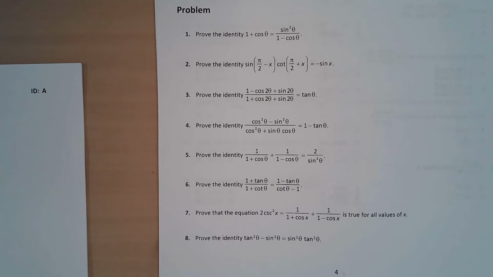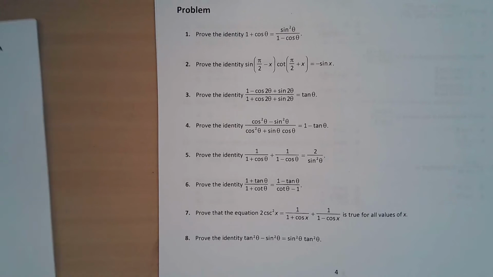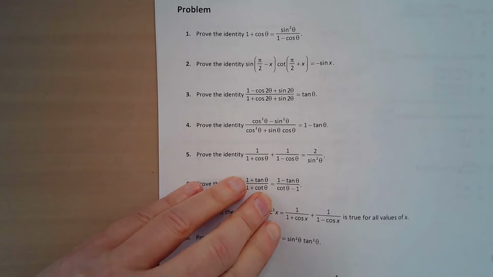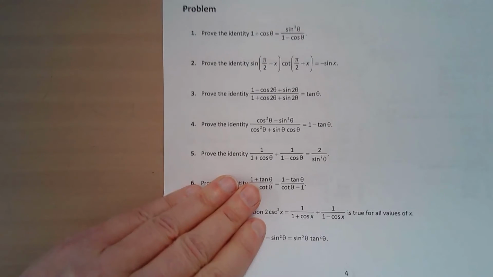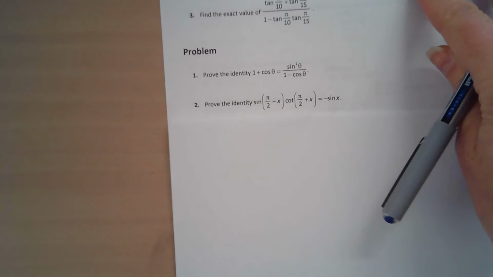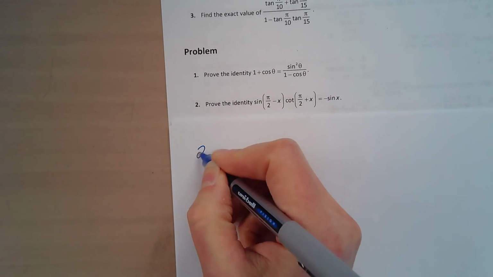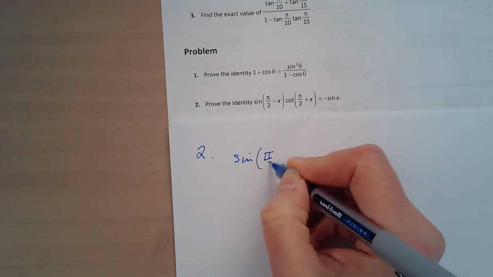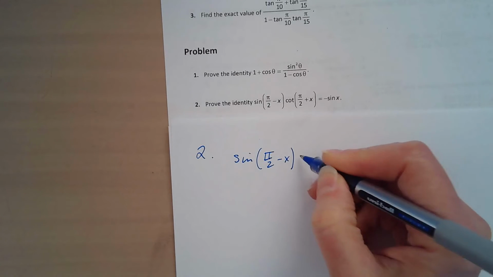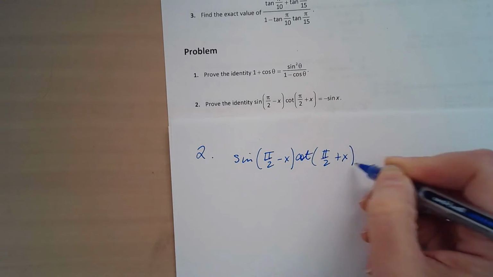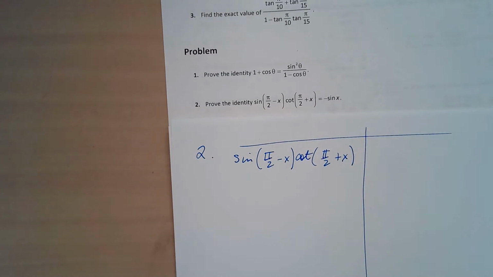Sine of pi on 2 minus x times cotan pi on 2 plus x equals minus sine of x. So all that simplifies to something pretty simple, right, Joanna? So I would think that we would start with the left-hand side, correct? There's kind of no doubt there. So I've got sine of pi on 2 minus x times cotan pi on 2 plus x. Okay, so that's my left-hand side.